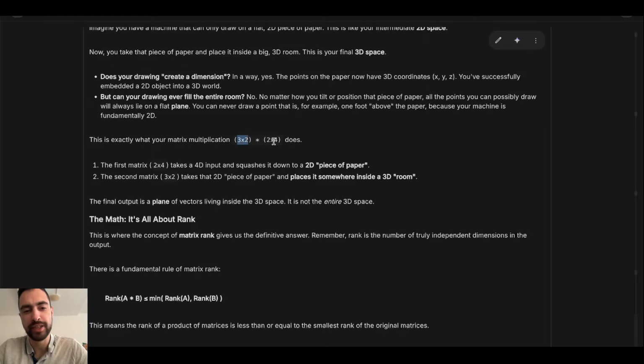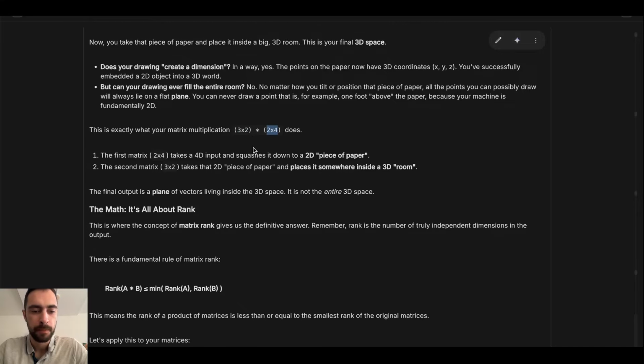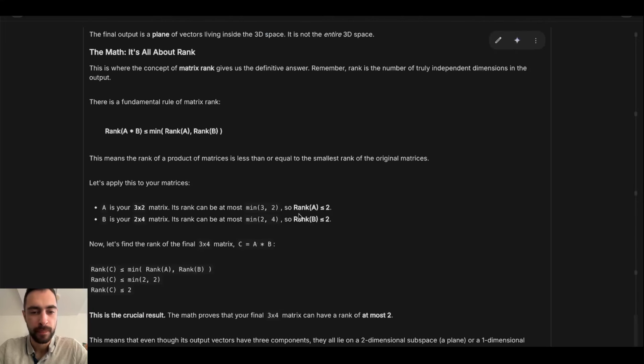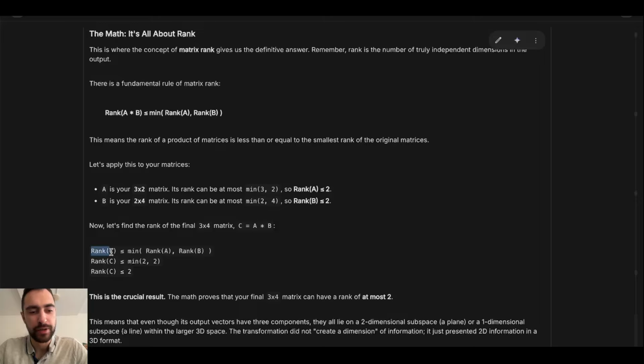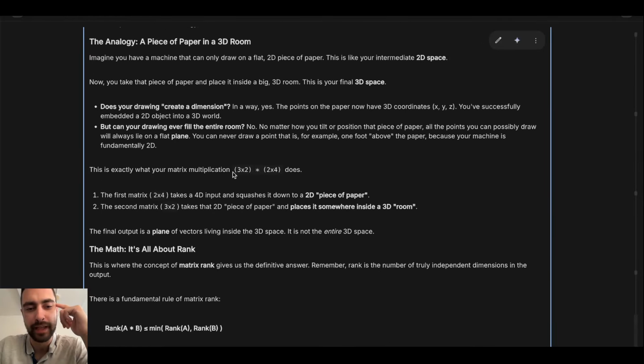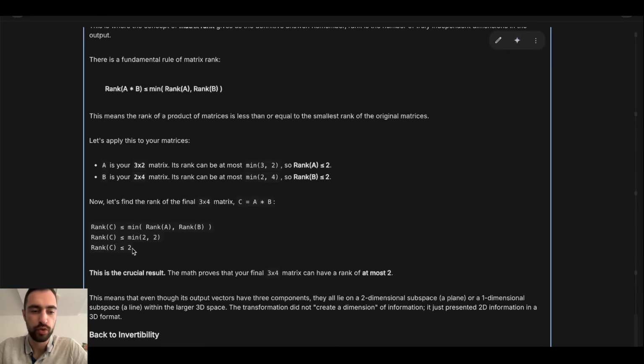So a 3 by 2 matrix times a 2 by 4 matrix. We can just see the ranks. The rank of this matrix is maximally 2, and the rank of this matrix is maximally 2. Then the rank of the resulting matrix is going to be the smaller of those two ranks, so it will just be 2. That means when I multiply these two matrices, even though the result will be 3 by 4, all of those dots will lie on a 2D space because the rank is just 2.